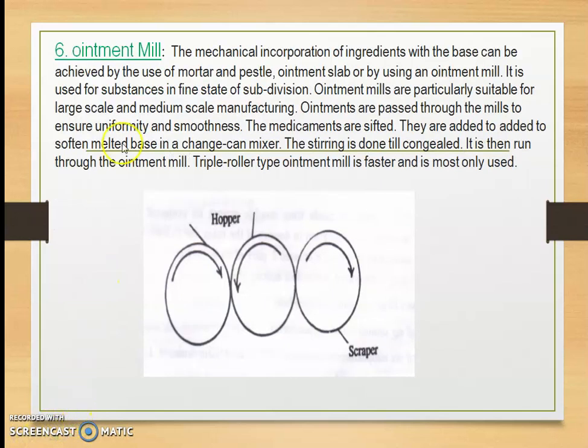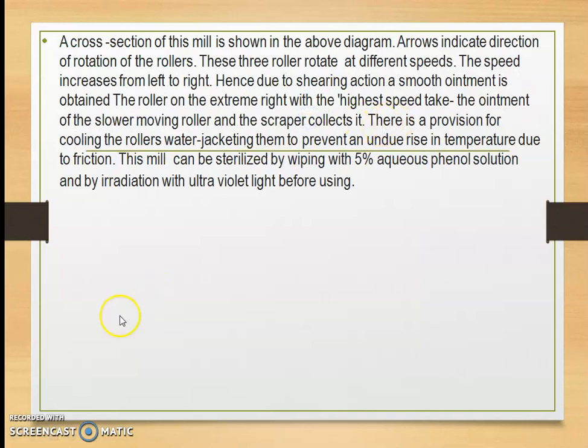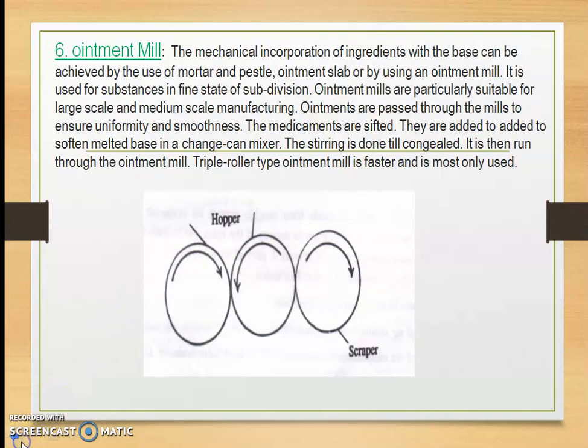Then we have the ointment mill. The mechanical incorporation of ingredients with the base can be achieved by the use of a mortar and pestle, an ointment slab, or by using an ointment mill. It is used for substances in a fine state of subdivision. Ointment mills are particularly suitable for large scale and medium scale manufacturing. Ointments are passed through the mills to ensure uniformity and smoothness.